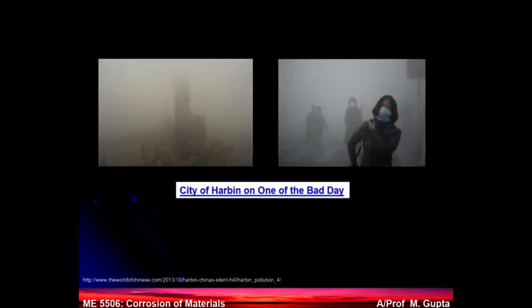So the smog can be as bad in many cities of the world where you cannot even see through and you have to use a mask.